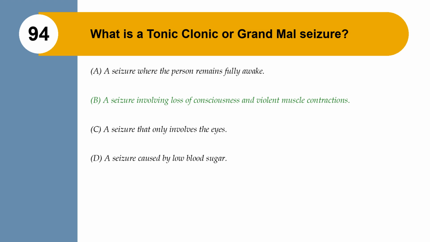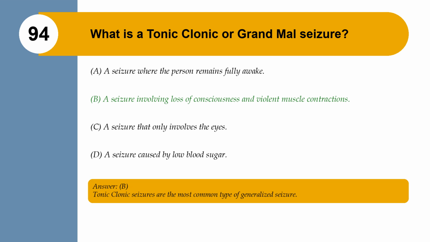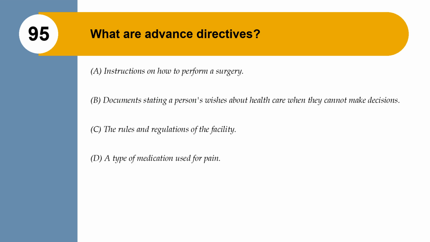The correct answer is option B, a seizure involving loss of consciousness and violent muscle contractions. Explanation. Tonic-clonic seizures are the most common type of generalized seizure. Question 95. What are advance directives?